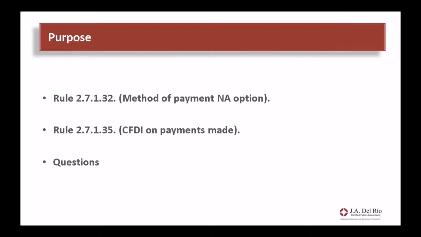We are also going to review Rule 2.7.1.35, which provides a new obligation in regards to when payments are made toward a specific invoice. We're going to see that we have additional procedures that we have to do, so we will be reviewing this, and as mentioned, we'll have our question segment in the end.